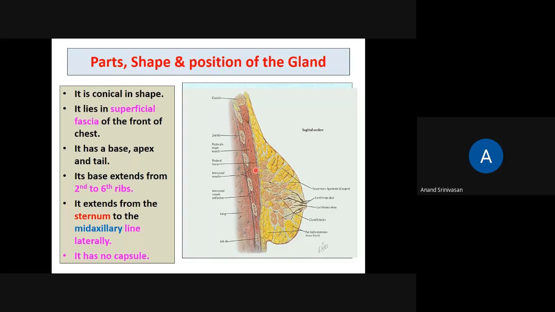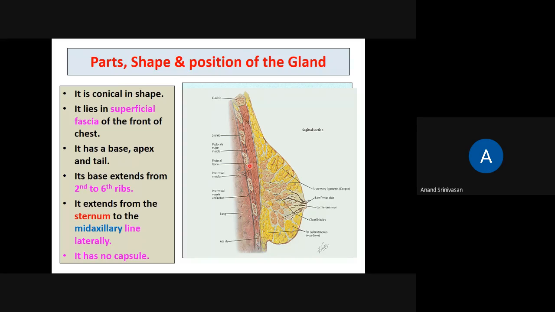Now here, if you see the lump, sorry, the breast mammary gland, and this is the pectoralis major muscle. So this is the mammary gland, this is the pectoralis major. In between the pectoralis major and the mammary gland, there is a small tiny space.